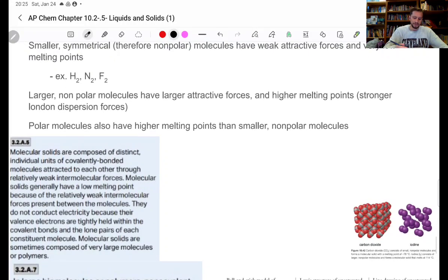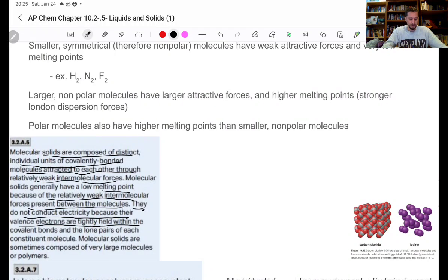And so let's read this standard. Molecular solids are composed of distinct individual units of covalently bonded molecules attracted to each other through relatively weak intermolecular forces. Molecular solids generally have a low melting point because of the relatively weak intermolecular forces present between the molecules, as I've been saying. They do not conduct electricity because their valence electrons are tightly held within the covalent bonds and the lone pairs of each constituent molecule.